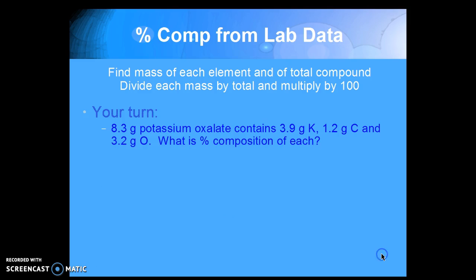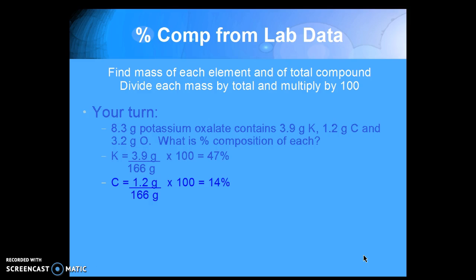Now your turn. 8.3 grams of potassium oxalate contains 3.9 grams of potassium, 1.2 grams of carbon, 3.2 grams of oxygen. What's the percent composition of each? Work this out using the rules and then come back and turn the video back on to find your answer. There's the potassium, 47%, the carbon, 14%, the oxygen, 39%. It helps to check your work. We add up all of these fractions to get 1.00 or 100%, and that means that our answer is reasonable.